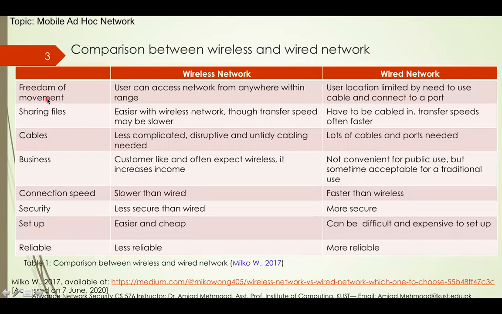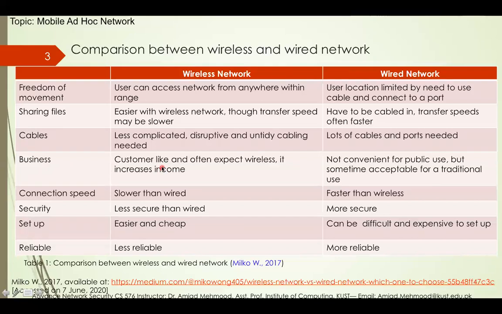As far as freedom of movement is concerned, a user can access the network from anywhere within the range of that wireless network, whereas in a wired network, user location is limited by the need to cable and connect to a port. As far as sharing of files is concerned, it is easier in a wireless network, though the file transfer may be slower as compared to wired, where you have to be cabled in. Transfer speed is often faster than wireless network. Cables in a wireless network are less complicated, less disruptive, and less untidy cabling is needed, whereas in wired, lots of cables and ports are needed.